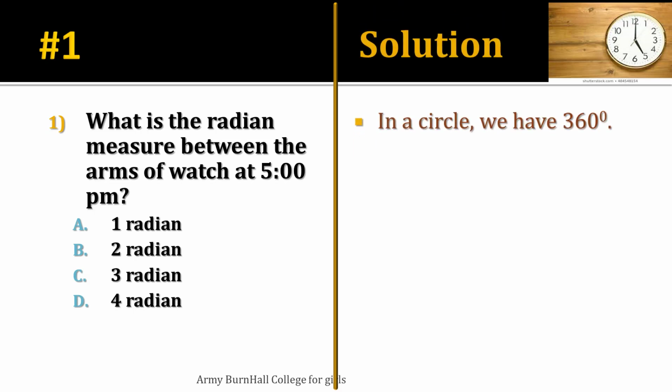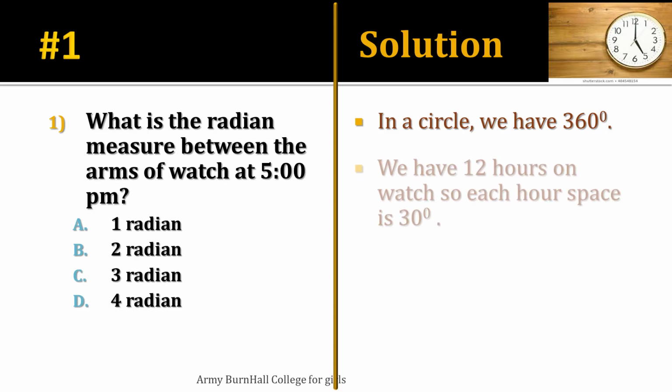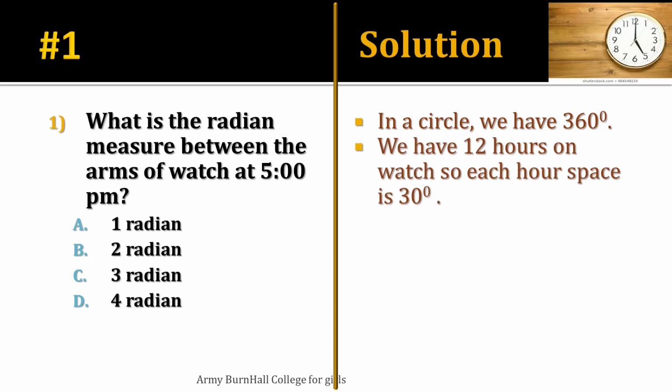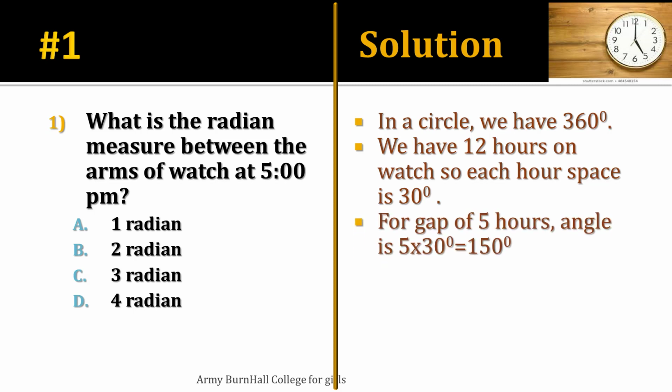We know that we have 360 degrees. We have 12 hours on the watch, so each hour space is 30 degrees, because if we divide 360 degrees by 12, we get 30 degrees for each hour. Over here, at 5 p.m. we have a gap of 5 hours. The angle is 5 into 30 degrees, which gives you 150 degrees. So for a gap of 5 hours, the angle is 150 degrees.